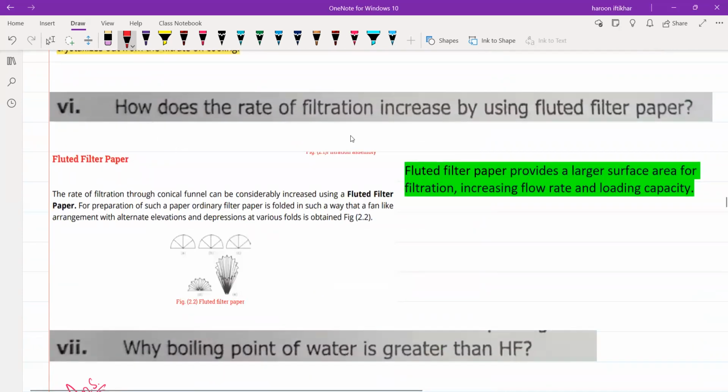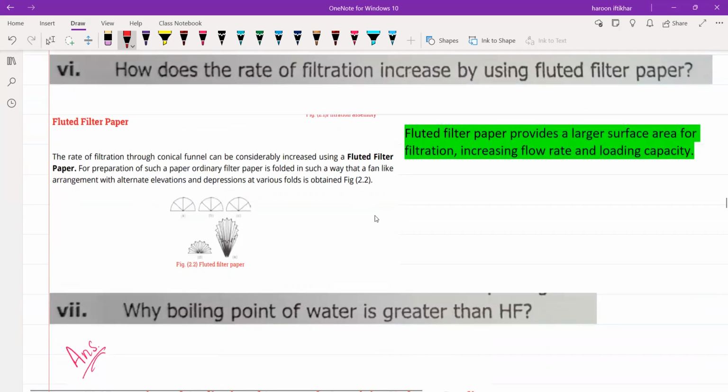Okay. How can the rate of filtration be increased by using fluted filter paper? Definitely, fluted filter paper has a large surface area for filtration that will increase the flow rate and loading capacity.